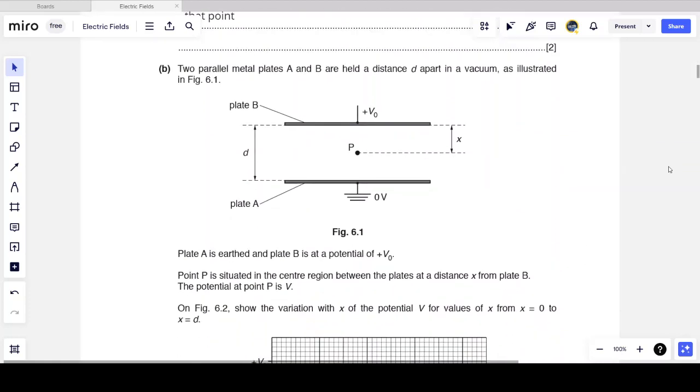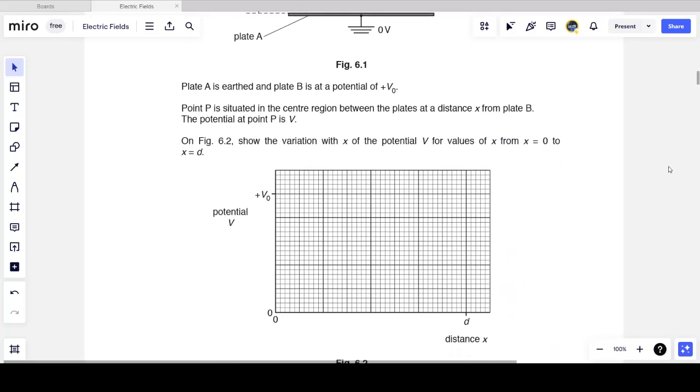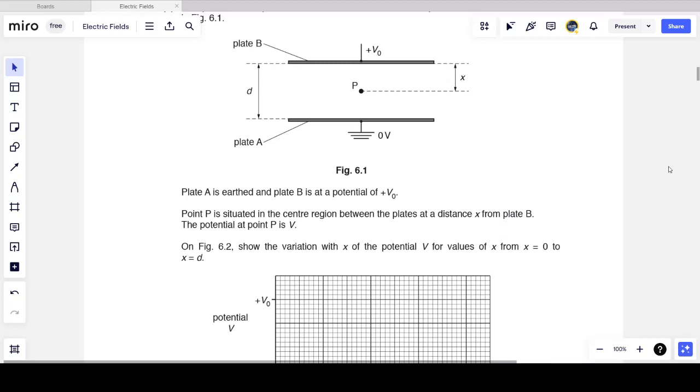The next question says two parallel metal plates A and B are held a distance d apart in a vacuum, as illustrated in the figure. Plate A is earthed and plate B is at a potential of plus V0. Point P is situated in the center region between the plates at a distance x from plate B, and the potential at point P is V. On figure 6.2, we want to show the variation with x of the potential V for values of x where x ranges from 0 to the complete distance d.